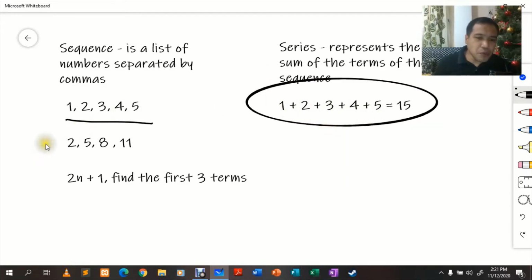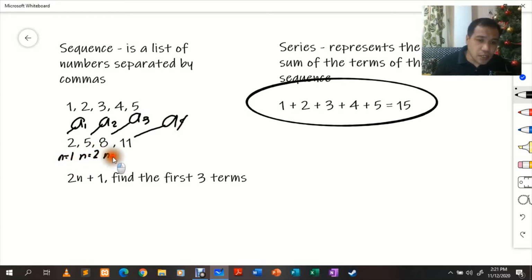Another example, we have 2, 5, 8, 11. So, discuss natin yung parts ng sequence mula dito sa example na to. So A1 is 2, A sub 1, 5 is A sub 2, 8 is A sub 3, and 11 is A sub 4. Nakadepende yung numbers na yun sa una is 1, and yung ikalawa is n equals to 2, ikatlo is 3, and ikaapat is 4. So a sub n depends on the value of n.